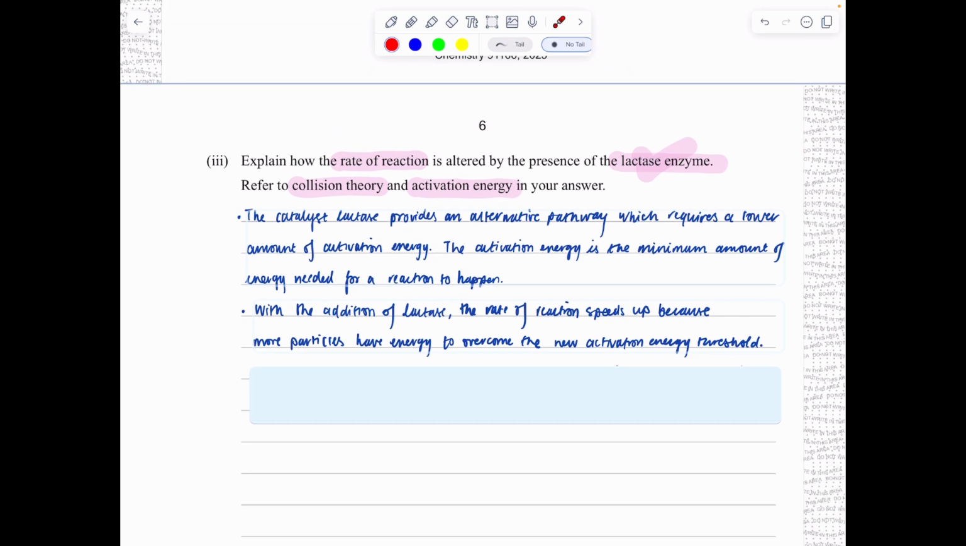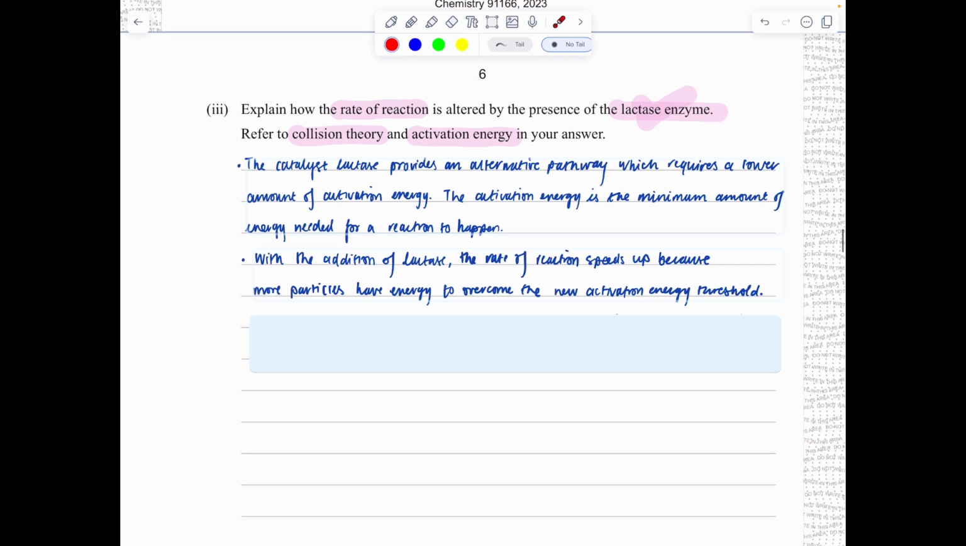So let me reiterate. With the addition of lactase, the rate of reaction speeds up because more particles have energy to overcome the new activation energy threshold, which is a lot lower than the previous activation energy threshold. So we've talked about the activation energy over here, cool. We've talked about lactase enzyme and rate of reaction.